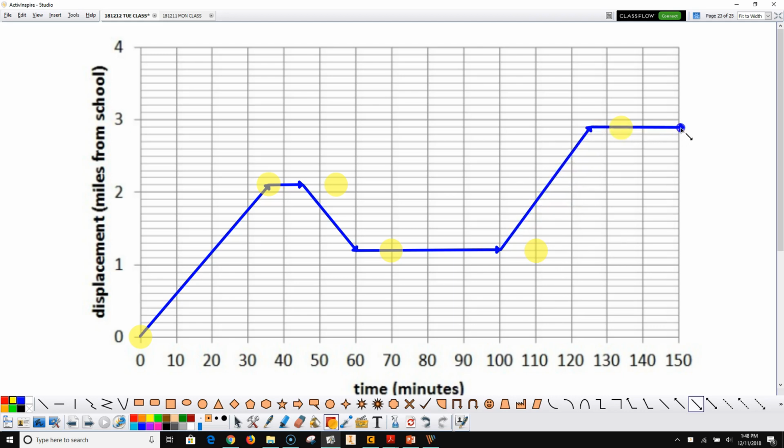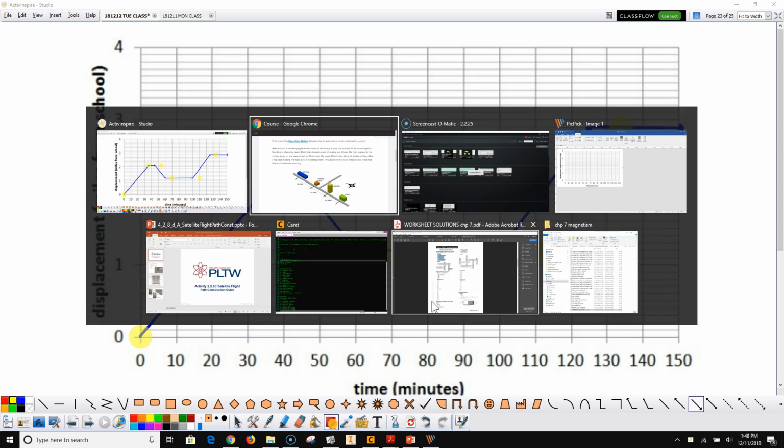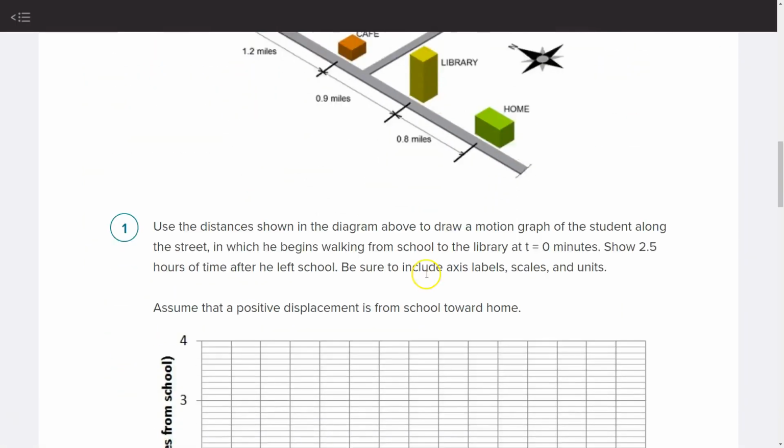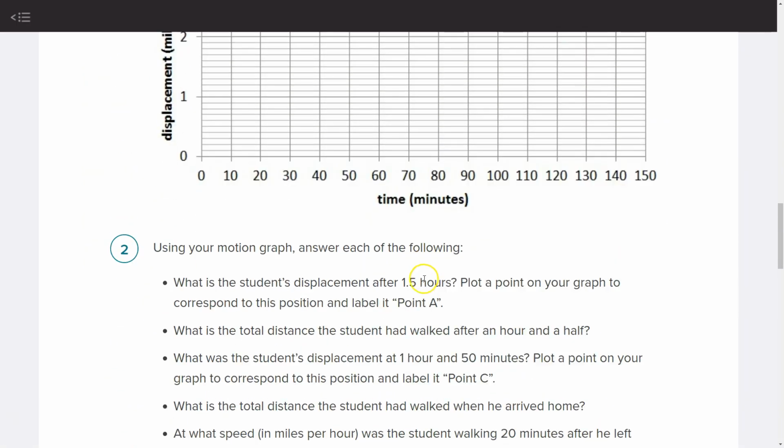I tried to pre-plot these points and I did a bad job of it. So it should look something like this when you're done. So we have the 35-minute walk, the 10-minute wait, the 15-minute walk, the 40-minute wait, the 25-minute walk, and the wait for the rest of the evening. So what you can do with this graph is you can use this graph to answer the remaining questions under number one. Well, it's actually number two.